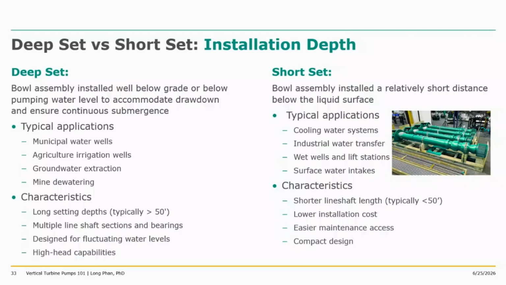Now, we also hear about the deep set and short set. What do these terminologies mean to us? Basically, they refer to installation depth. For a deep set, you typically have a long setting depth greater than 50 feet, so it's very suitable for municipal water wells, deep wells, agriculture irrigation wells, and groundwater extraction. The short set typically has a shorter line shaft length, less than 50 feet, and its typical applications are in cooling water systems, industrial wet wells, municipals, and surface water intakes, for example.